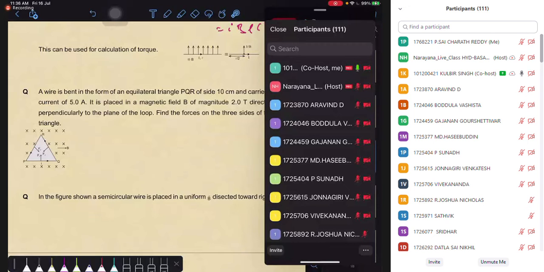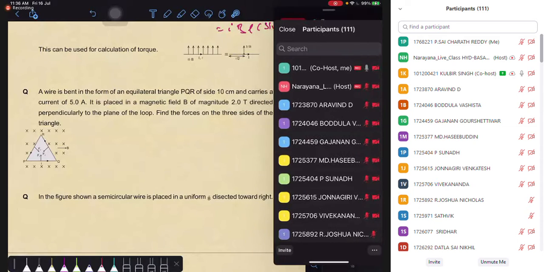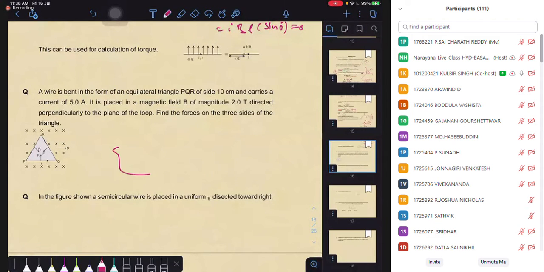It's very easy. Find the force on the 3 sides of the triangle. Zero or non-zero? See, Rita, if you have a closed structure, the current is making a closed structure. So force here is I dl cross B, and B here is constant, so it will come out of the integration.